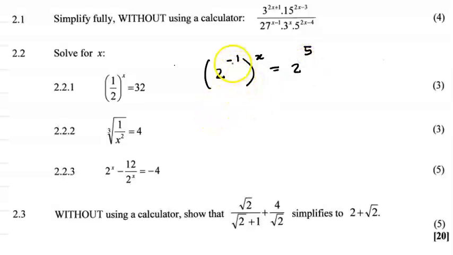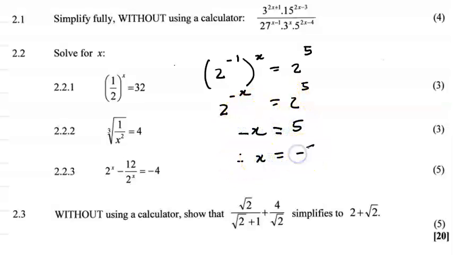Now if you look here, it says minus 1 raised to the power x. You can multiply the exponents, which leaves me with 2 to the minus x equals 2 to the power 5. And we've actually now achieved what we wanted to achieve, which is to have the same base on each side of the equal sign, which means the bases fall away. Now you can equate the exponents, so minus x equals 5. Therefore, you can conclude that x equals negative 5. And that's the answer for the first question, 2.2.1 done.